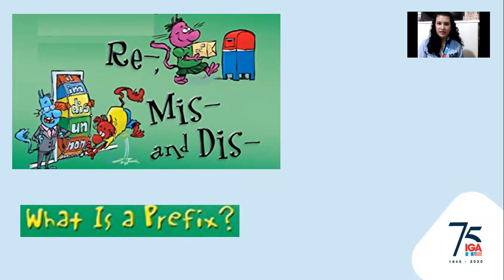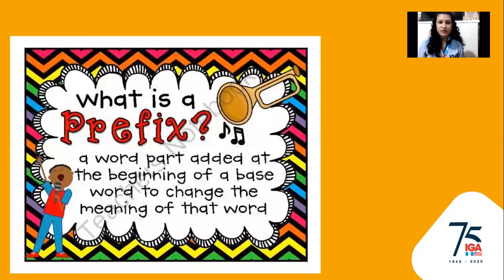Let's see what we have over here. We have three words. Okay, so today we're going to talk about prefixes, and we're going to start the class explaining what a prefix is, right? A prefix is a word added at the beginning of a base word to change the meaning of that word. So a prefix is a word that comes before another word, okay? And that is going to change the meaning of the word.